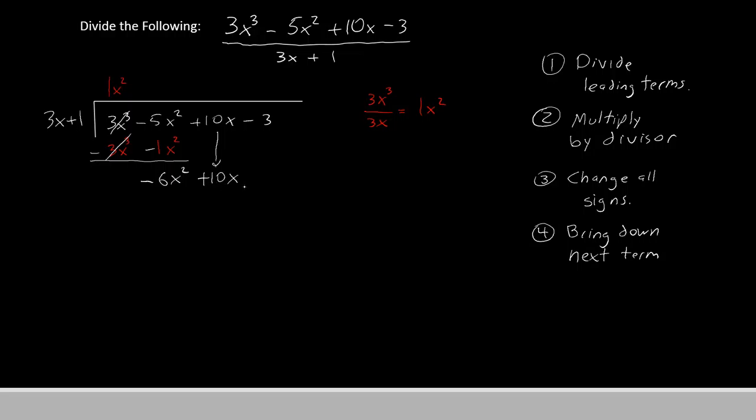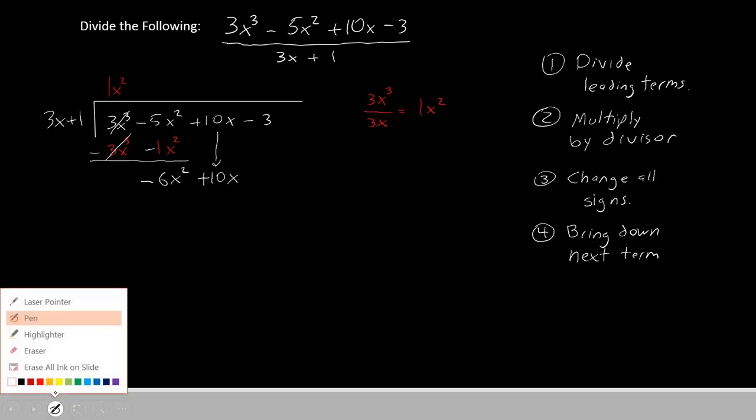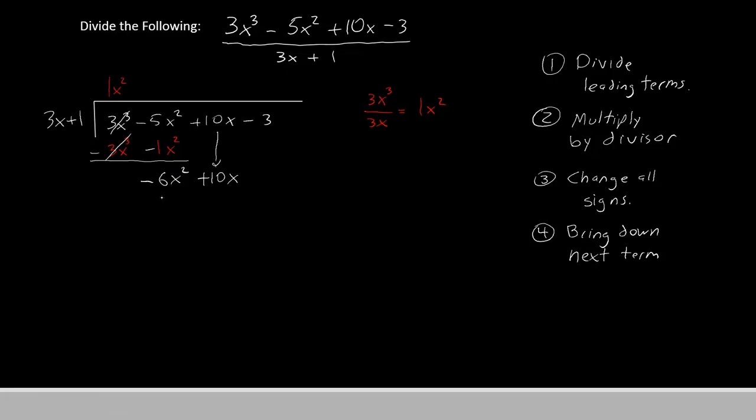We've brought down the 10x, and now we go back up here to step 1, and we divide the new leading terms. Let's have a look at our new leading terms. We have negative 6x squared divided by the leading term of the divisor, 3x. Negative 6 divided by 3 is negative 2, and x squared divided by x is x to the first power. That will be the second piece of our answer.